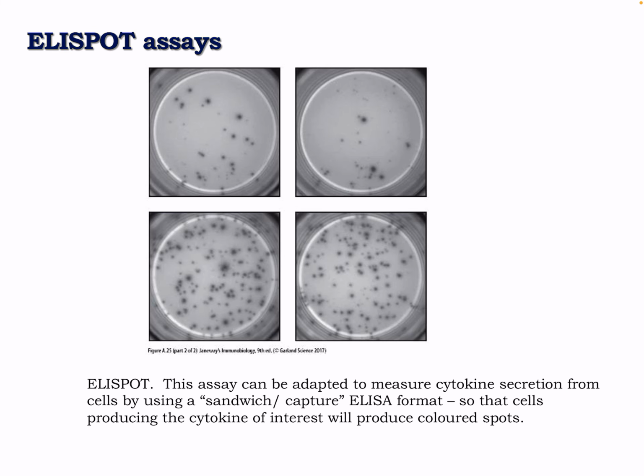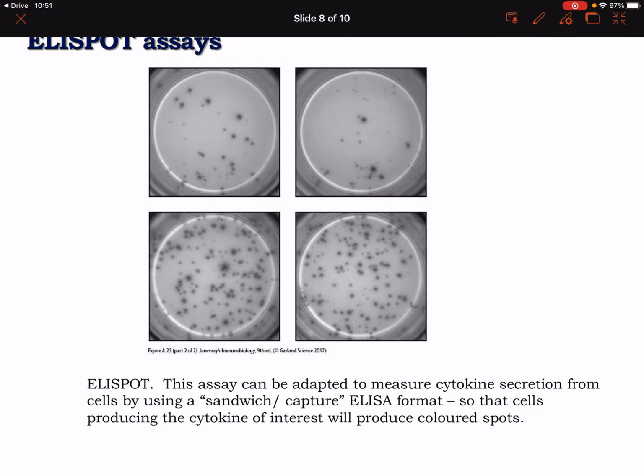Another technique is the ELISA spot assay. This assay can be adapted to measure cytokine secretion from cells by using a sandwich/capture ELISA format so that cells producing the cytokine of interest will produce colored spots. So this is kind of looking for what cells actually produce, compared to the other one where we're just counting essentially the IL-8s that bound within that sample.